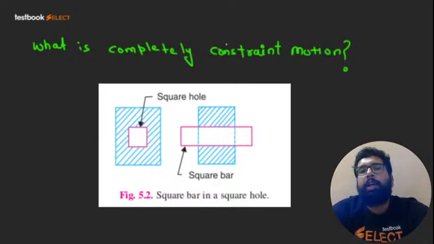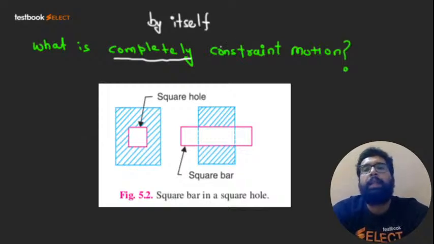Now we know constrained motion, but what does this term completely mean? If the motion is constrained by itself, it means without any external intervention, without any external means. My dear Vishnu, you are saying input to output. No, beta. Constrained motion means that for a unique input we are getting a unique output. So constrained motion, either successfully or completely, both have the same meaning.